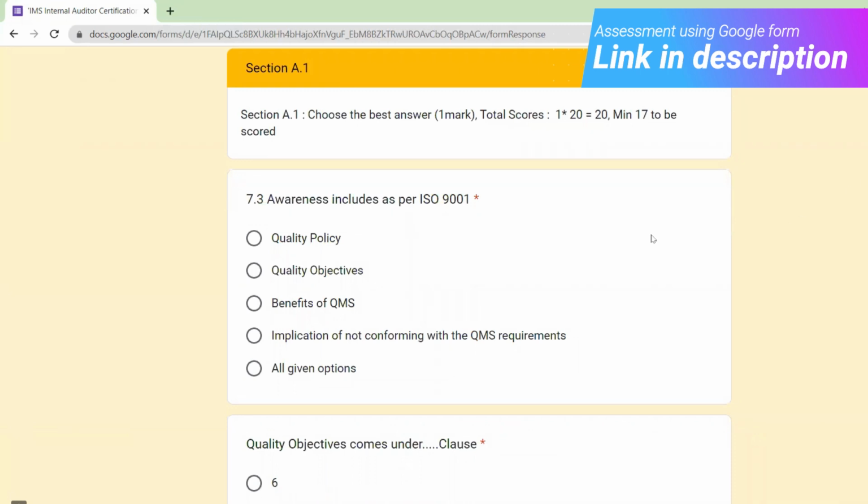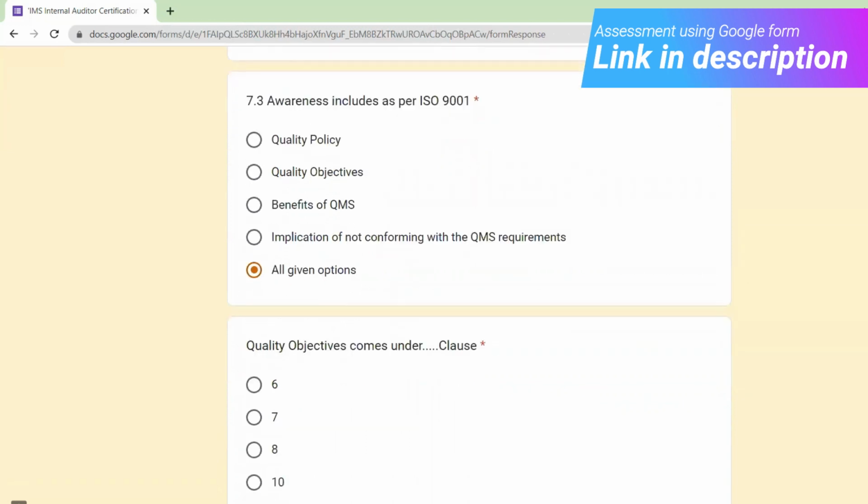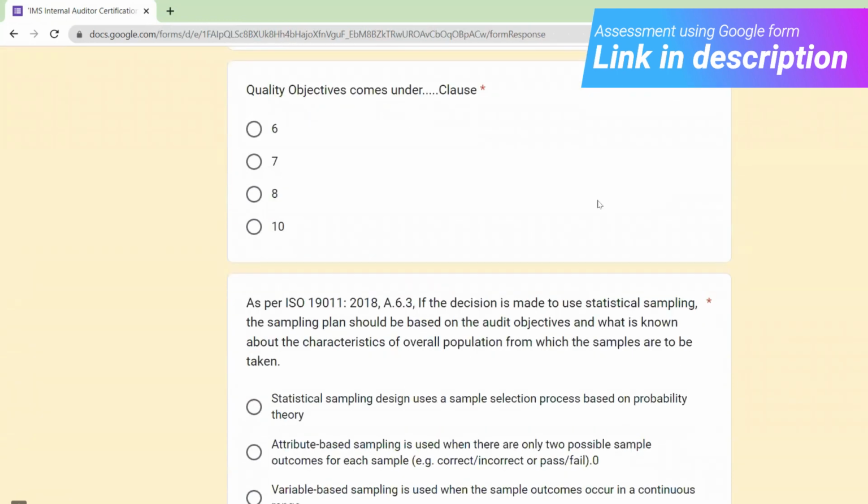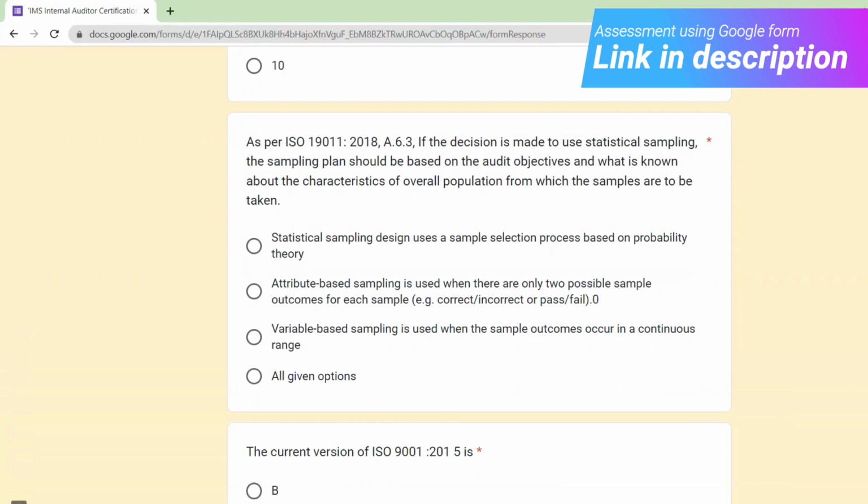7.3 Awareness includes, as per ISO 9001, quality policy, quality objectives, benefit of QMS, and implications of not conforming to the QMS requirement. All given options is the right answer. Quality objectives come under clause number 6.2, so we can select 6.2. As per the 19011 standard, that is for auditing management systems, this is basically 6.3.